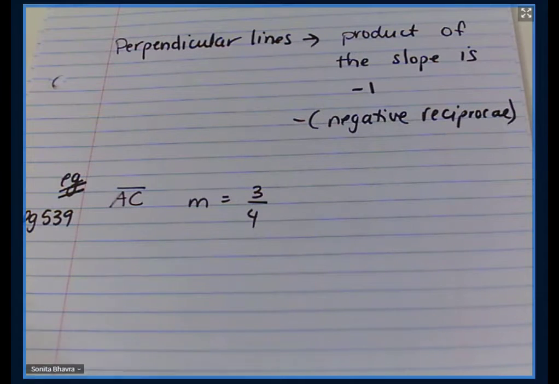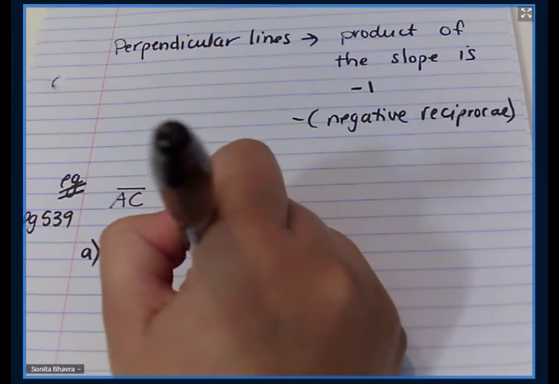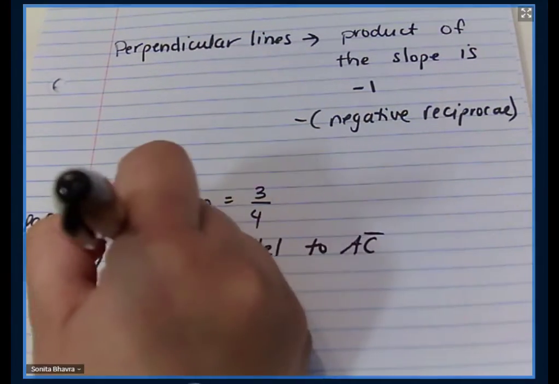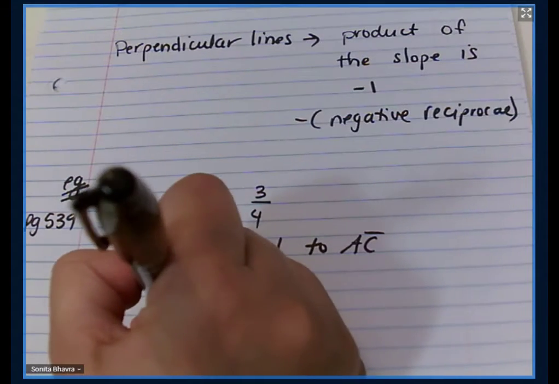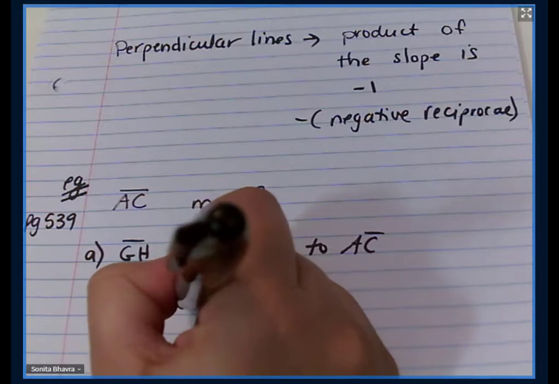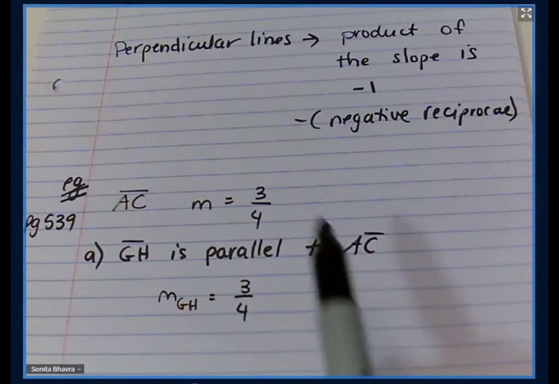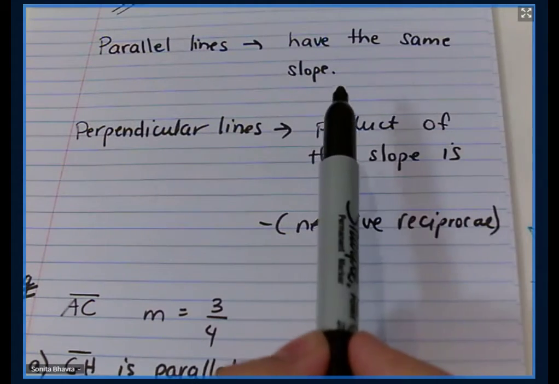All right, so the first question with this information is: write the slope of the line segment GH, which is parallel to AC. If they are parallel, we already know the slope has to be the exact same. So therefore the slope of GH has to be 3/4. Because they are parallel, and we know that parallel lines will have the same slope.